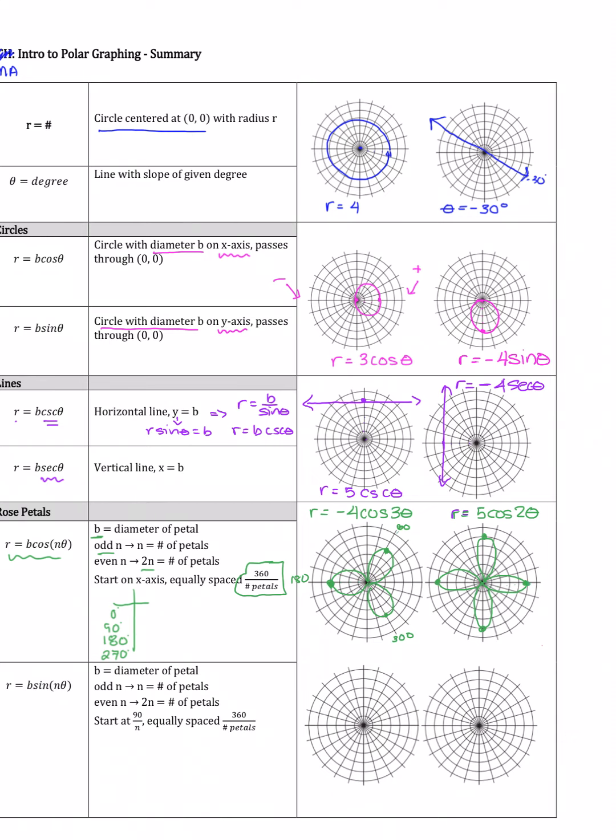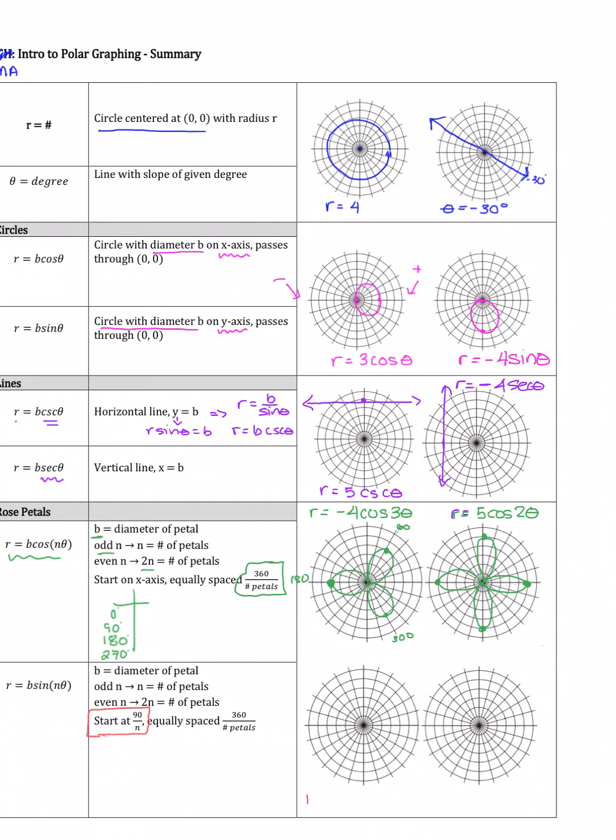They'll always either start on the positive x-axis if your b value is positive, or on the negative side if b is negative. With sine, everything is going to be the same except for where you start. Because with cosine, cosine of 0 degrees is 1. That's why you start on the axis. Unfortunately, with sine, sine of 0 degrees is 0. So to figure out where to start, you always have to go 90 divided by n. Not 90 divided by the number of petals, but 90 divided by whatever that n value is.